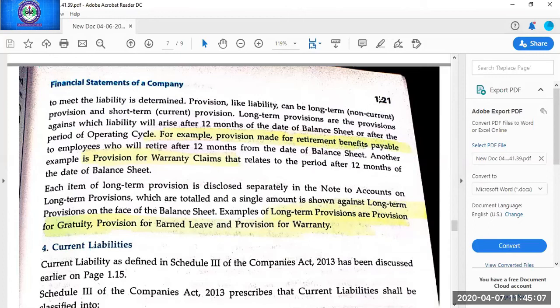Gratuity will be paid only at the retirement of the company. So it is also a long-term provision. If any employee takes retirement from the company, then this amount will be paid along with the amount of the provident fund. Provision for encashment of earned leave. Rather, you should write provision for encashment of earned leave.